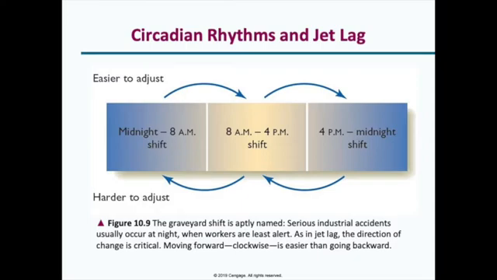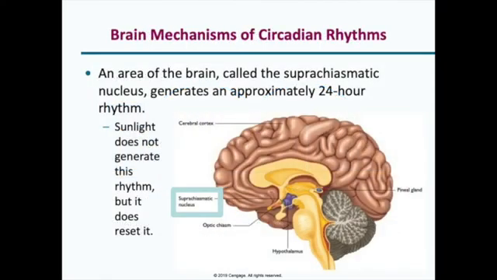Slide 21. The circadian rhythm of sleep and wakefulness is generated within the brain by a tiny structure known as the suprachiasmatic nucleus. Oh man, that's a mouthful. Although the suprachiasmatic nucleus generates a circadian rhythm, light resets the internal clock, causing you to wake up more or less in synchrony with the sunlight.